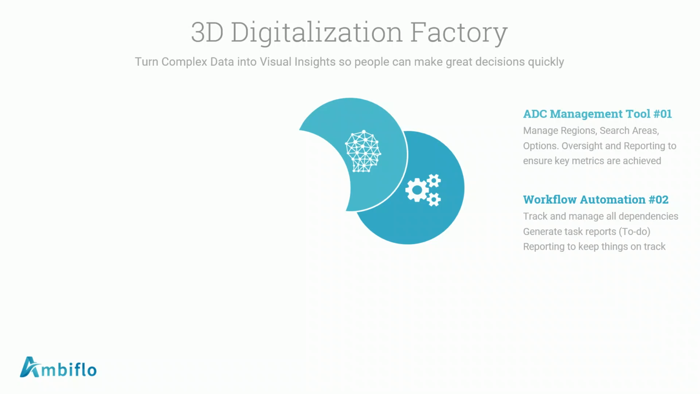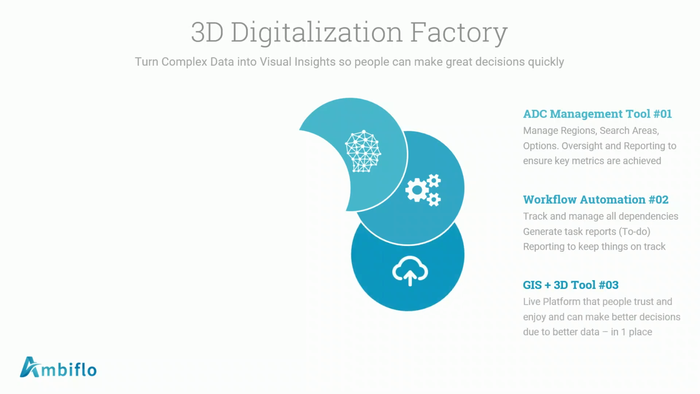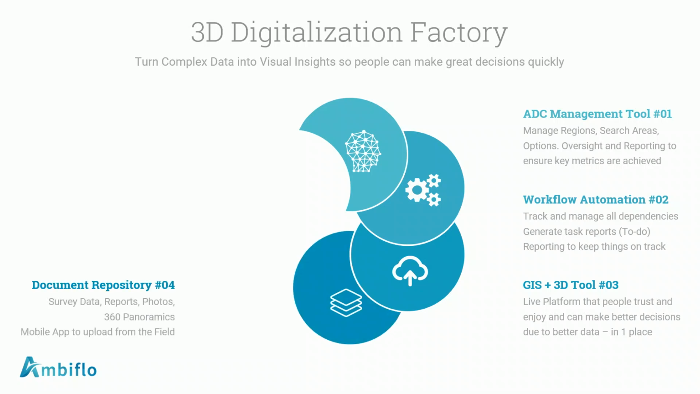We've already talked briefly about the GIS and the 3D tool. And then some other aspects to note. One is the document repository. As these sites and entities are moved through their process to closure, we store the documents and reports and drawings and all of those things, including 360 panoramics, which we'll cover in another video. And all of that is stored on the platform, so it's accessible for everyone on the team.